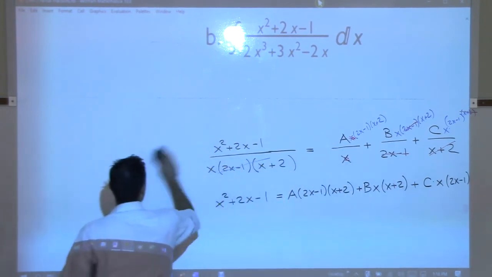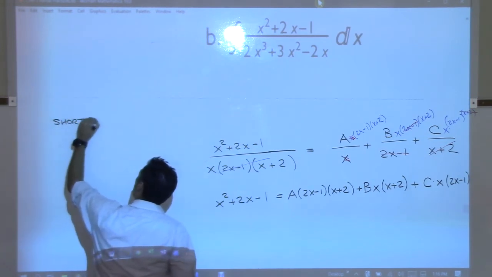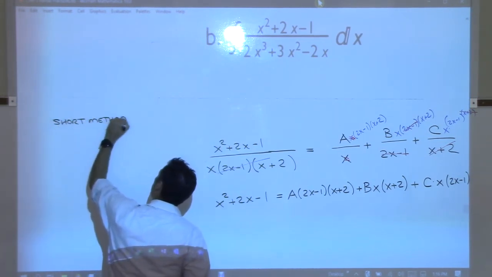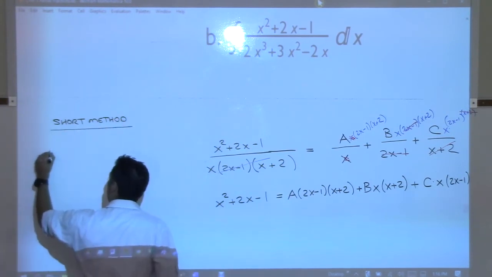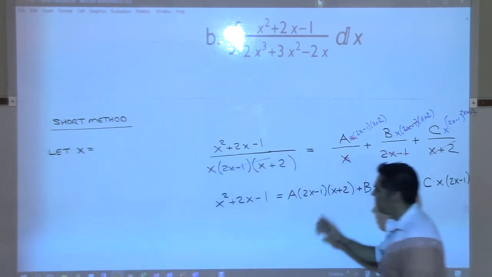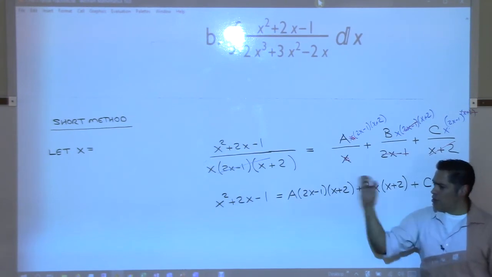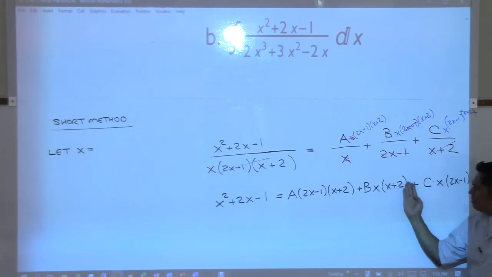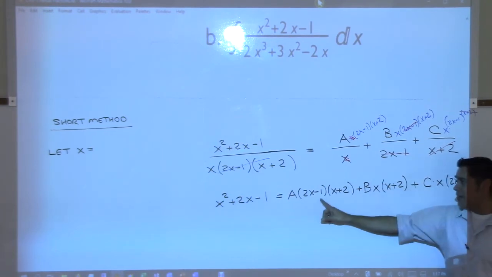So the short way goes like this. The short method, what you're going to do is you're going to choose a value of x. You're going to let x be a certain value, and you have to think about this. Let's say we're trying to figure out what a is, right? If we want to know what a is, I'd like to choose an x that would kill this entire expression out and this entire expression at the same time. So what value of x could you choose that would kill this and kill this but not kill this?